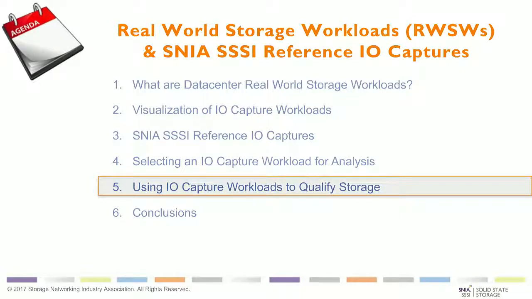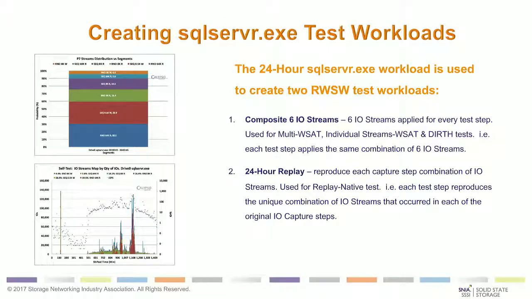Keep going. So now we're getting to some data. So basically, here's a review. We have 2 kinds of workloads we're going to create. Now we're taking that workload and we're going to apply it to storage. So remember, we have 6 I/O streams that we pulled out. We have a couple of tests where we take those 6 I/O streams and we say we're going to apply all 6 of these I/O streams together to the storage in a certain fashion and get a number. And the other type of test is the replay test, which you discussed, which is we're going to take each successive step and take that combination of I/O streams and apply it to storage and see how we do.